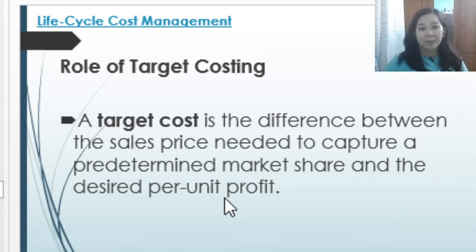Okay, so in a normal setting, what we do is we compute the cost of production, add the desired profit, and that will be our sales price. But for target costing, this is the reverse. Here we already identify the selling price and the desired profit. Then we get the difference to get the target cost. So target cost will be the basis for the management in producing the product. They should produce within this target cost range.